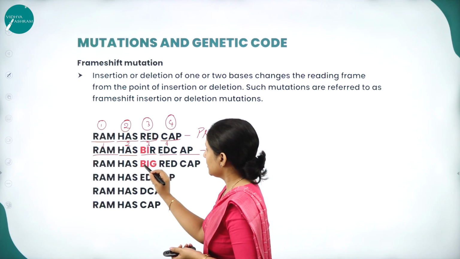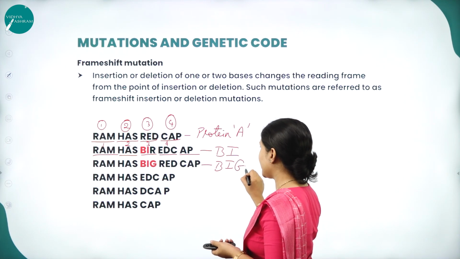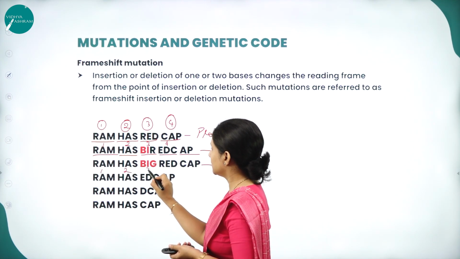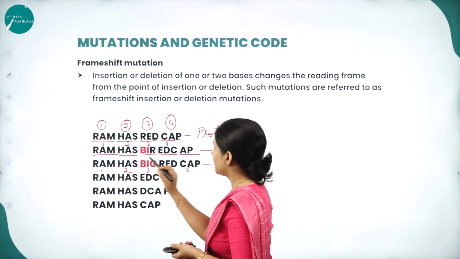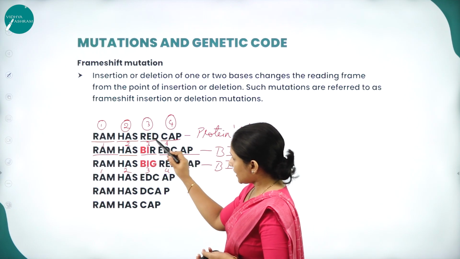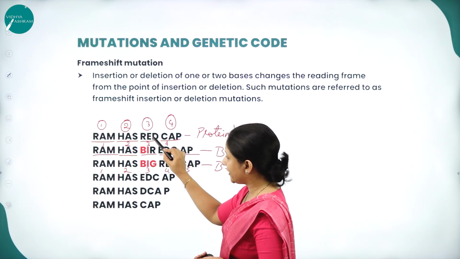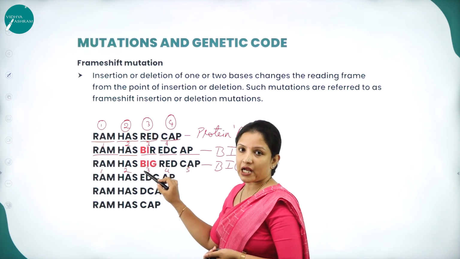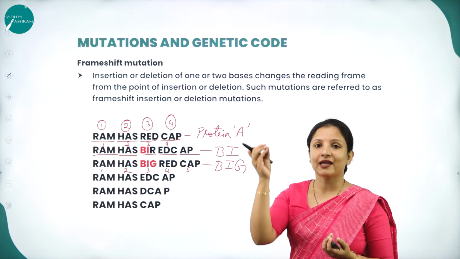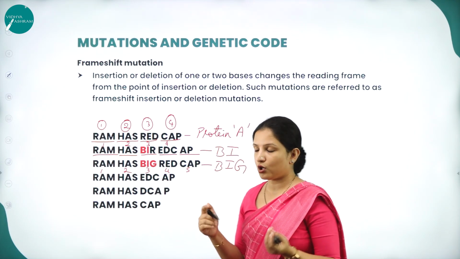And here again, say for example, 3 sequences got added, B, I and G. Ram 1, this is second, this is third, this is fourth, fifth. Ram has big red cap, didn't it just shift, right? See here, the actual sequence in the third genetic code was supposed to be RED. But what happened here? It became BIG, right? Because extra nitrogenous bases are getting added there. Now see here, if deletion happens, what will happen?